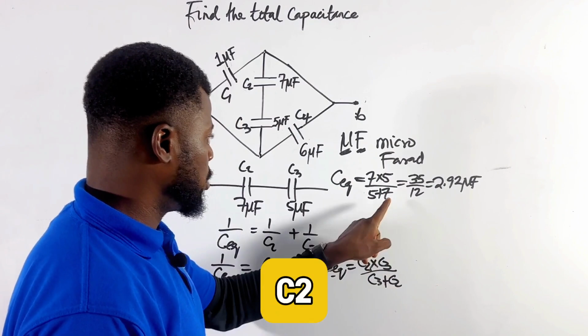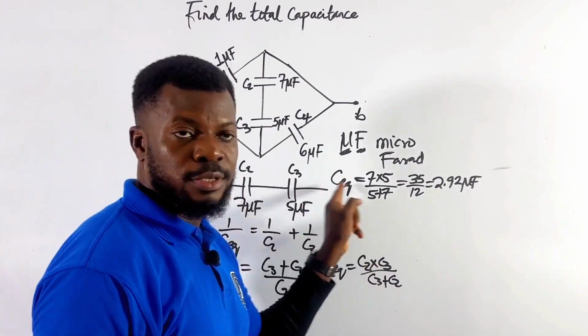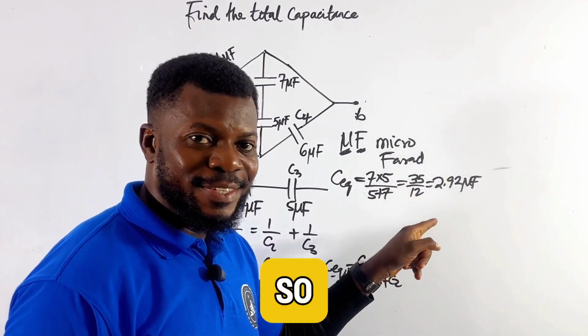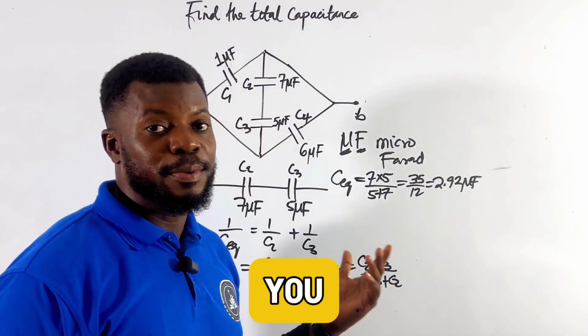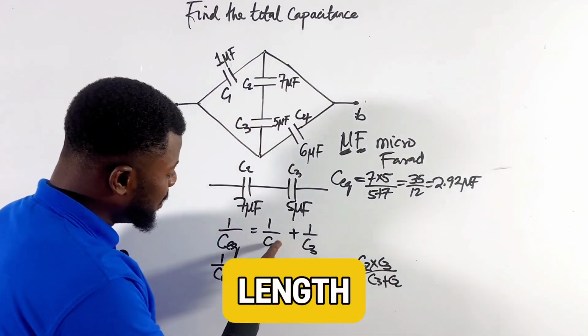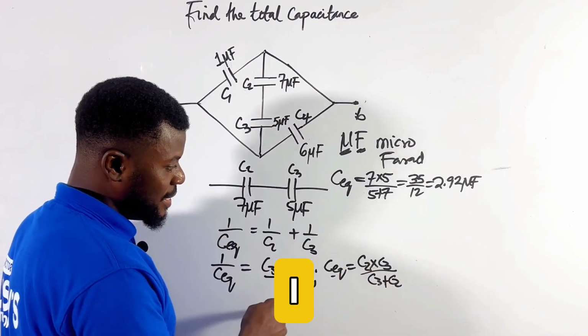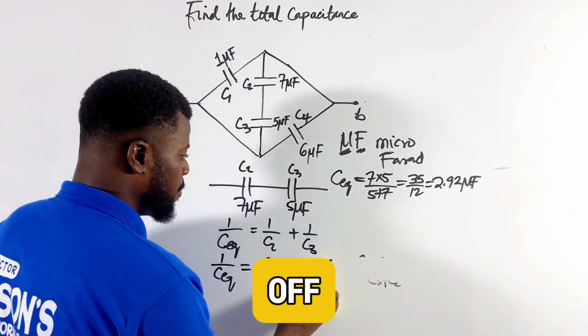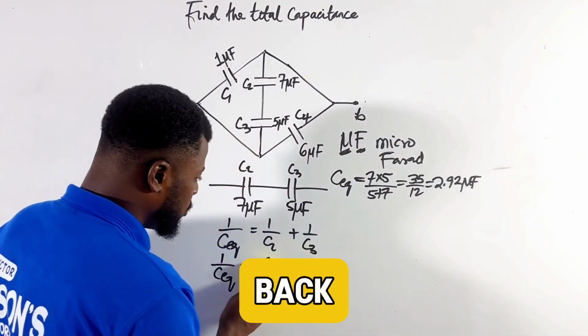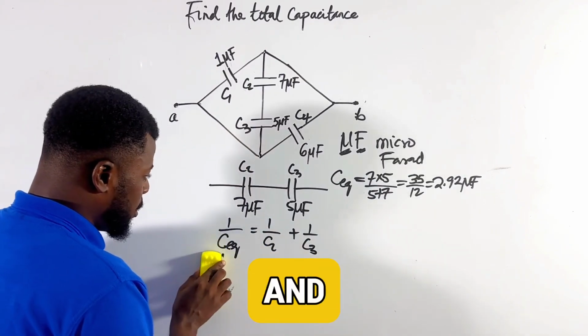C2 is 7, which is this. You can see that shortcut. So that means you need to be familiar with formulas for you to be able to do this. If you don't want to go to the length of looking for LCM just like I did right now, let me take this off. If you've not copied this, please go back a little and copy this.